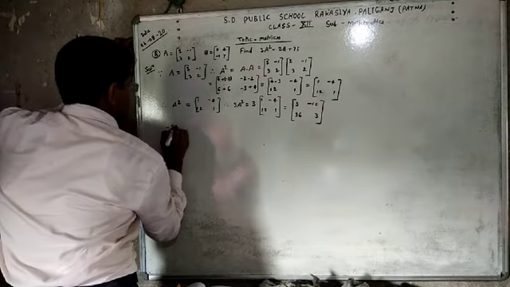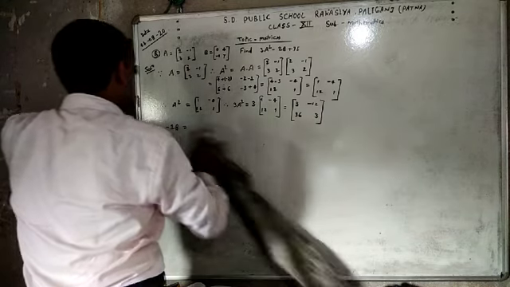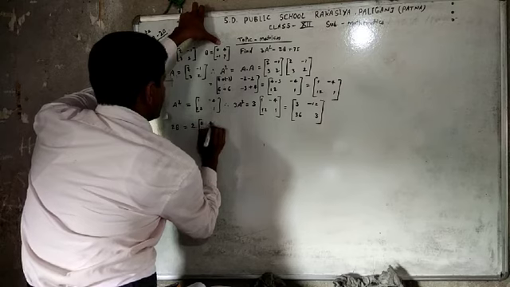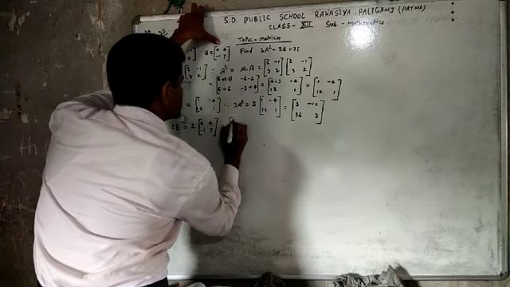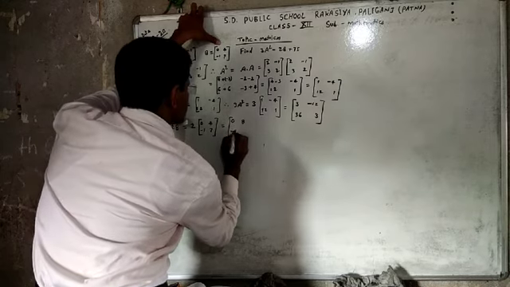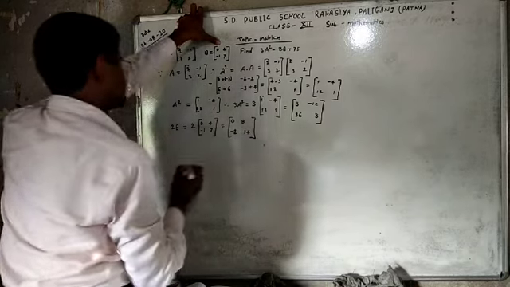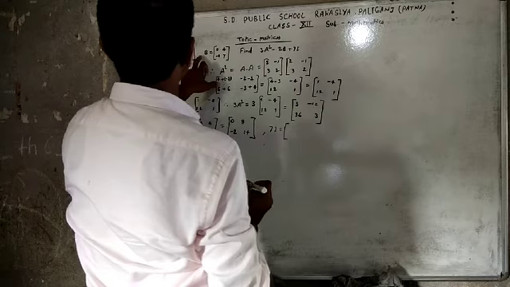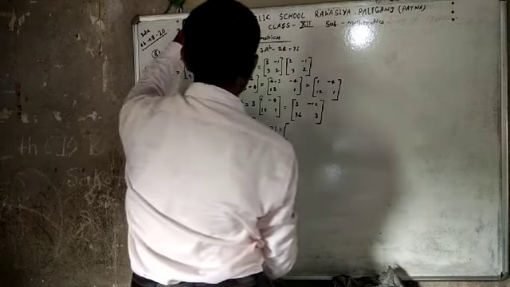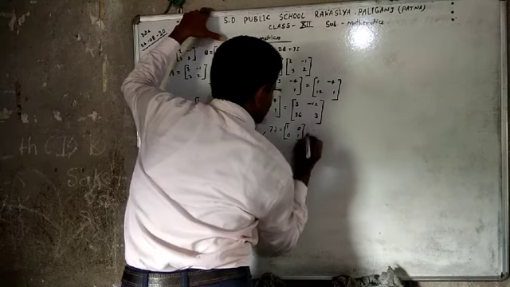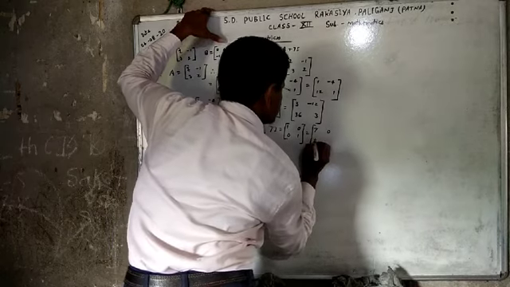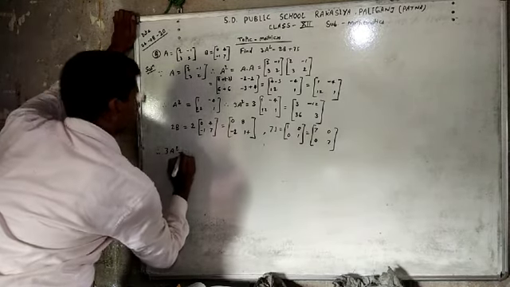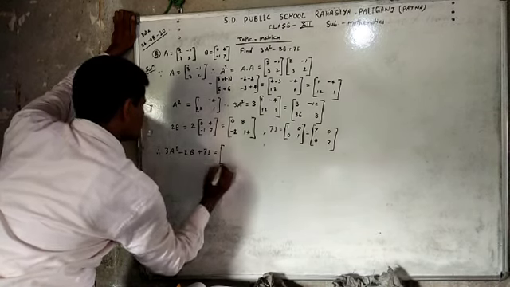Now minus 2B, or only 2B. 2 is multiplied with matrix B, and B is 0, 4, minus 1, 7, which is equal to 0, 8, minus 2, 14. And 7I, where I is the identity matrix. In this question, I will also be an identity matrix of order 2 by 2, and it's 1, 0, 0, 1. So 7I is equal to 7, 0, 0, 7.